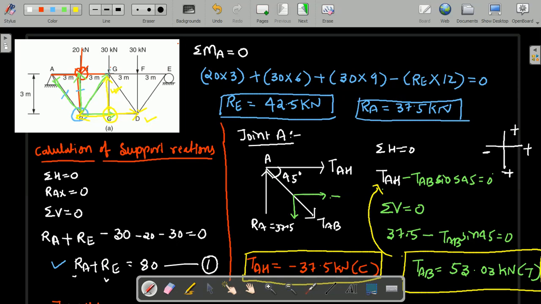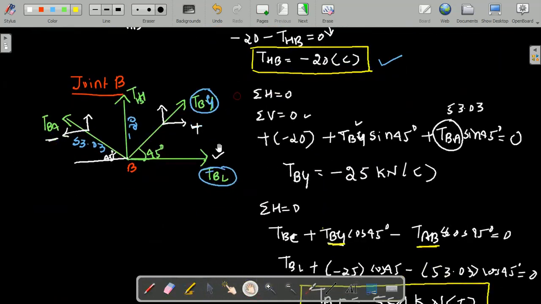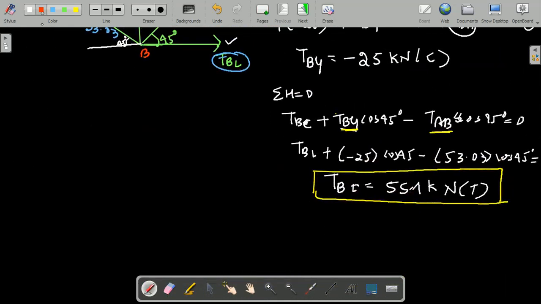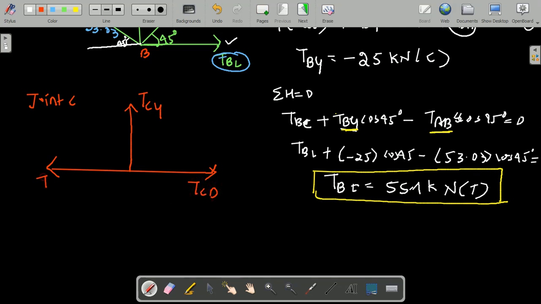So this is what the free body diagram. Whatever the yellow color line I have indicated, this is the free body diagram at the joint C. The same thing I will write, the free body diagram at joint C. This is TCG and TCD and this is TCB or BC. This is 55.1. Just now we have calculated 55.1. Very simple, only three forces are acting.